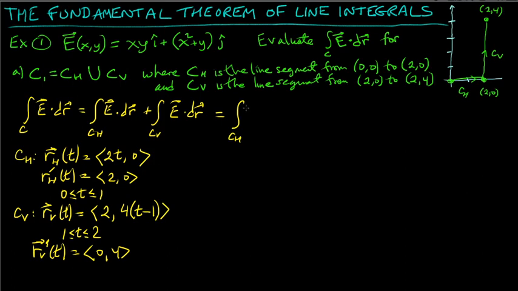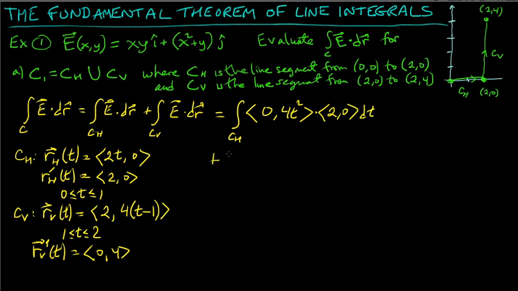So to calculate the line integral, the vector field E is x times y, but x is 2t and y is 0, so that's just 0. 2t times 0 is 0. And then x squared plus y, so x squared is going to be 4t squared, plus y, well, that's just 0. And then the dot product with dr, which is the derivative, (2, 0), with respect to t.